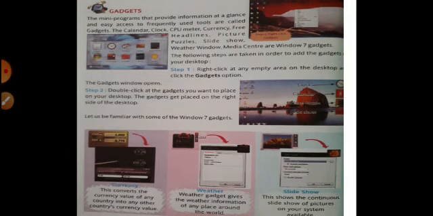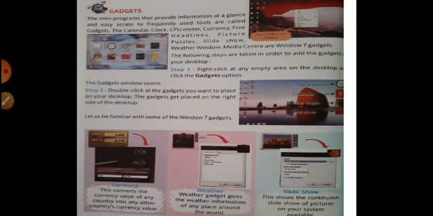Our next topic is the steps to be taken in order to add gadgets on your desktop. By default there are already many gadgets, but if we want to put them on our desktop screen, what do we have to do? Right click at any empty area on the desktop and click the gadgets option. Then the gadget window appears. Then double click the gadgets you want to place on your desktop. The gadgets get placed on the right side of the desktop. So these are the two simple steps to add gadgets on our desktop.